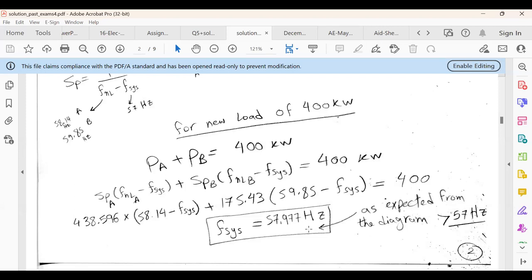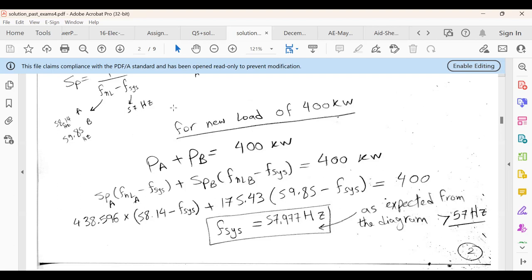Now by default, it must be higher because you reduce the load. The operating frequency was 57. You reduce the load, it will be higher, almost 58 hertz. And this is as expected from the diagram.